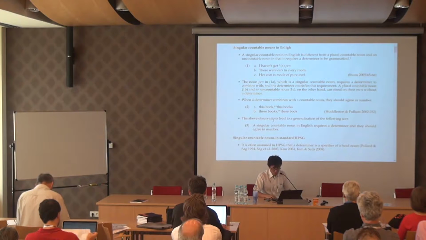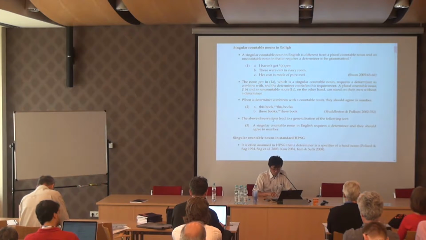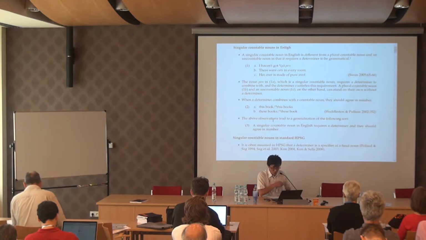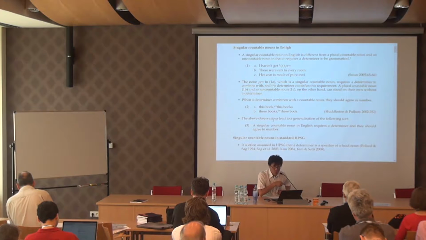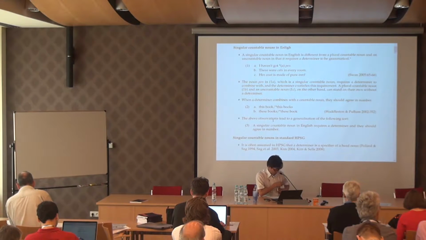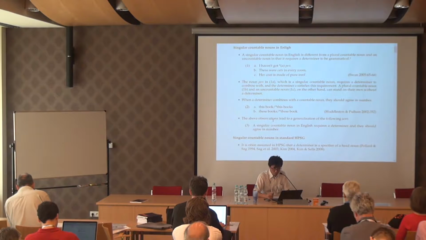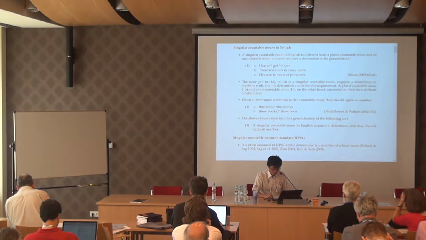The examples in 2 show that when a determiner combines with a countable noun, they should agree in number. A countable noun book in 2 requires a determiner that agrees with it in number. A singular countable noun can't combine with a plural determiner, as 2b shows. Given these observations, we can make a generalization like 3. A singular countable noun in English requires a determiner, and they should agree in number.